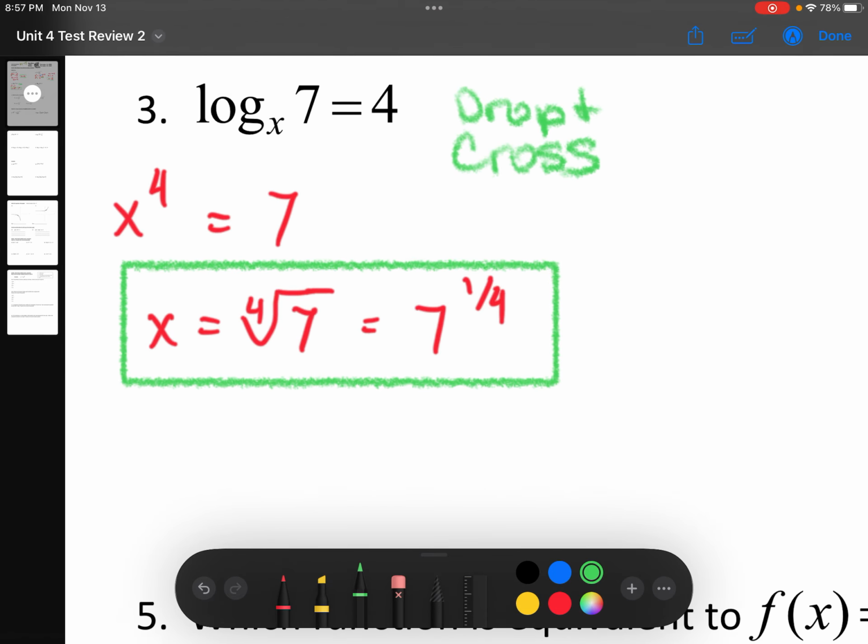Remember, when we convert the radical to an exponent that's a fraction, the number that is the power goes on top, just like flowers are on top of plants, and there is a root on the bottom.